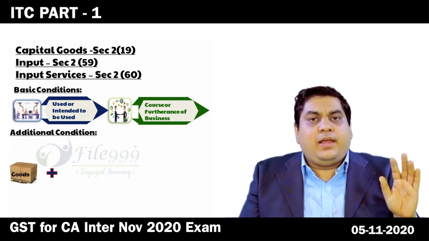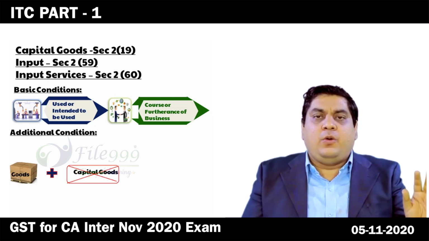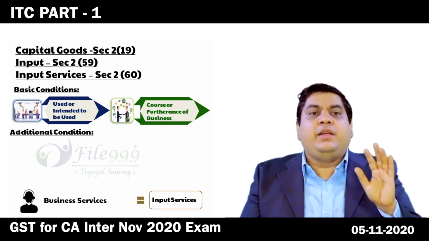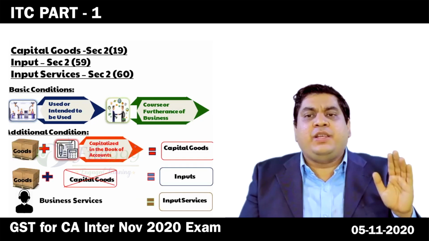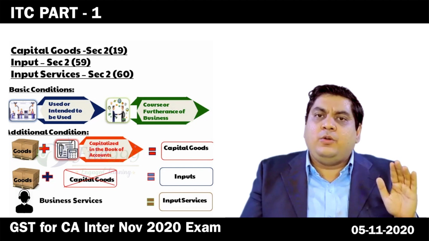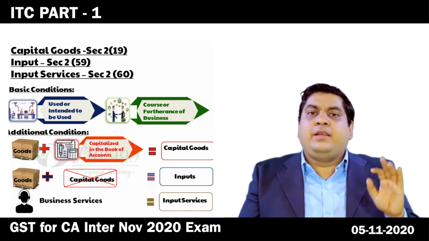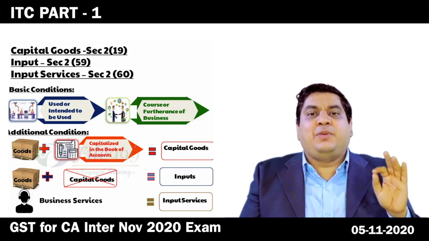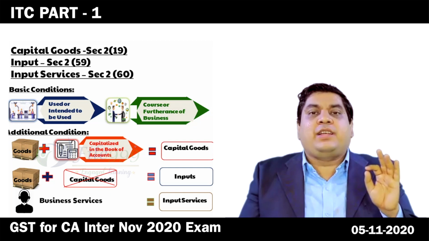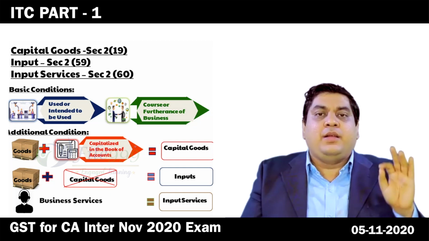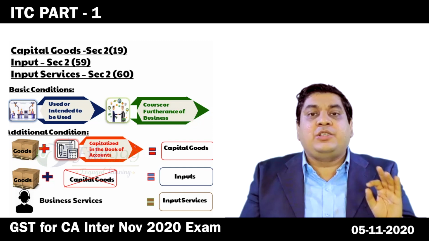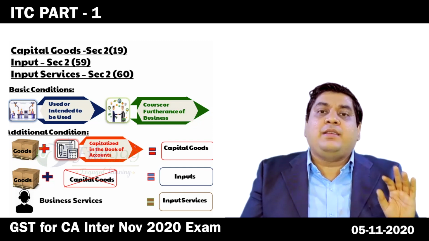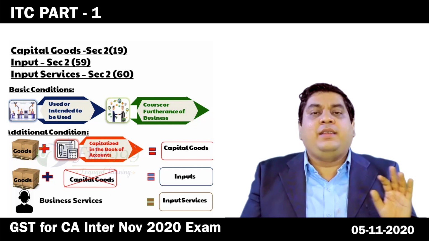Any input goods which are not capitalized in books of accounts will become inputs. Finally, any business service will become input services. So in a nutshell, this is the definition of capital goods, input and input services. It is very important to note that services cannot be capitalized as per GST. Only those goods which are capitalized in books of accounts will become capital goods. There may be services in relation to any capital goods, but for the purpose of GST, they have to be taken as just normal input services and cannot be treated as capital goods.